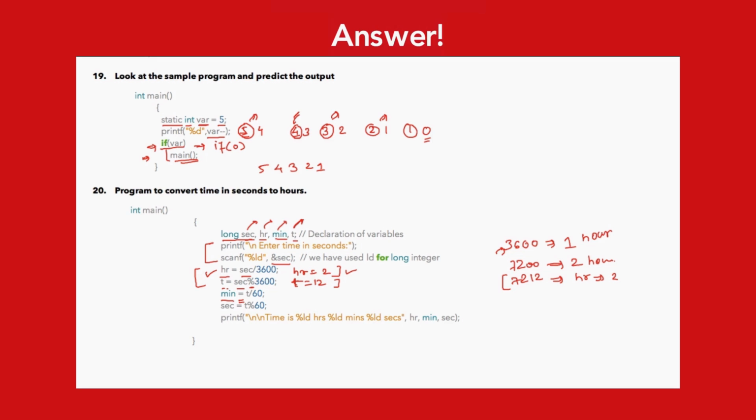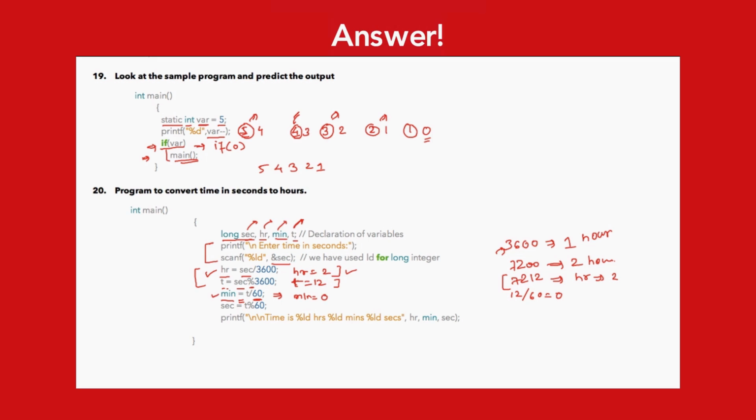So min is equal to t modulus 60 will give you the number of minutes. We are dividing it by 60 seconds only, so we get minutes. Because we have 12 only, 12 divided by 60 will give us 0 only. So min will be equal to 0.